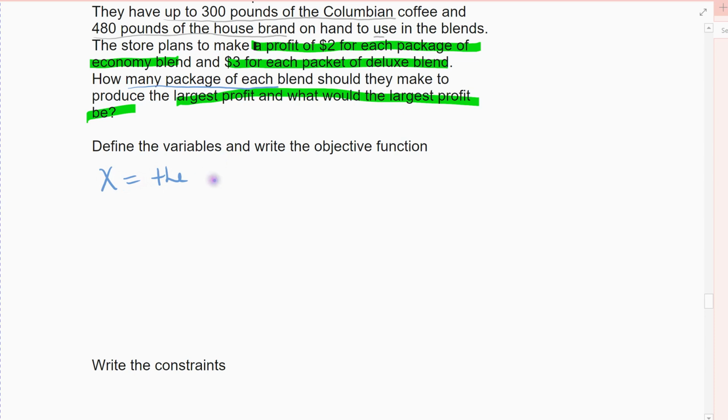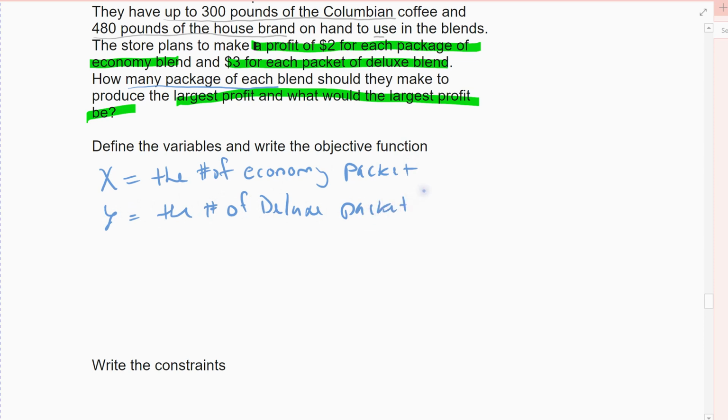of the economy blend. So X is the number of economy packages. Y is the number of deluxe packets.